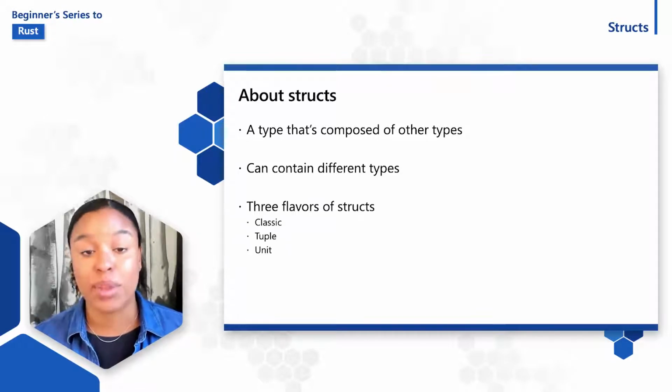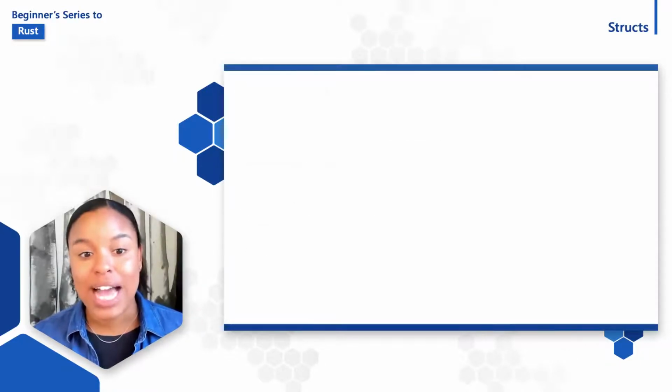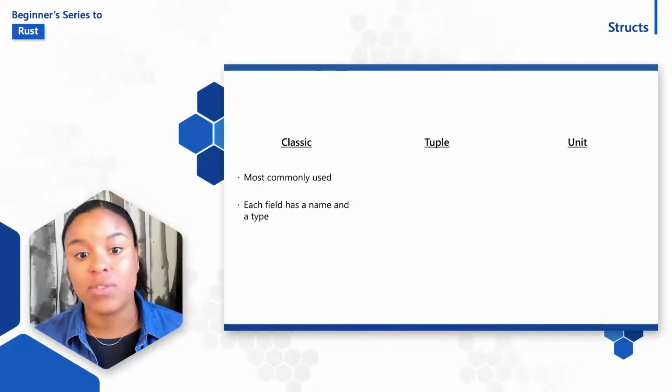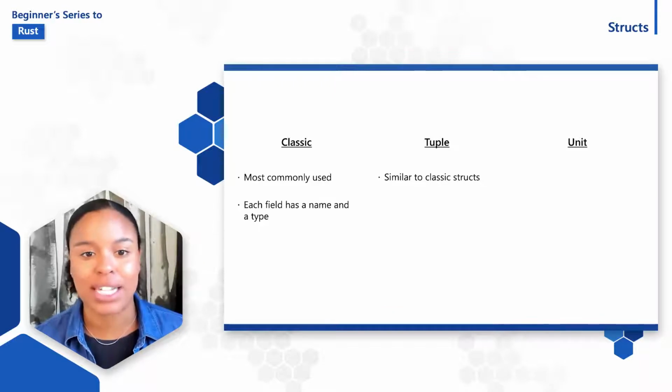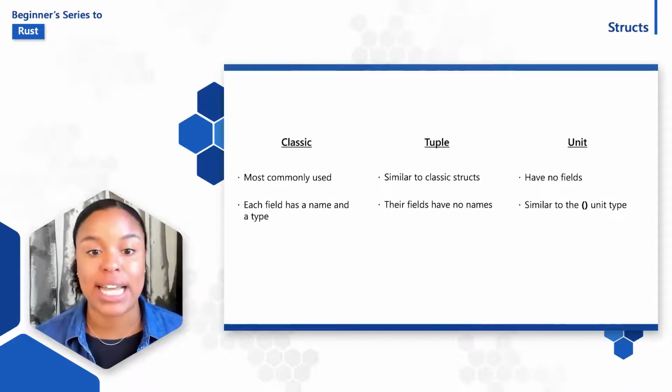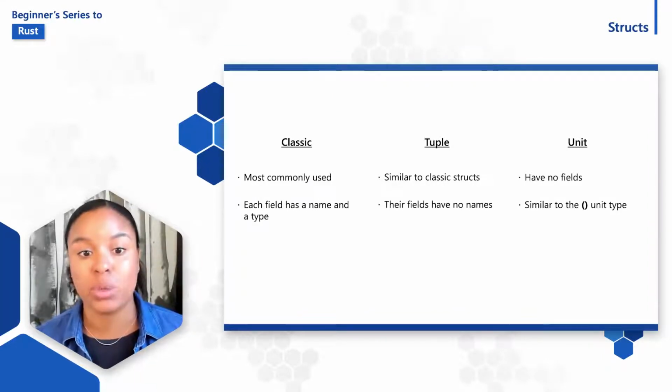Structs in Rust come in 3 flavors. There are classic structs, tuple structs, and unit structs. Classic C structs are the most commonly used. Each field defined within them has a name and a type. Tuple structs are similar to classic structs, but their fields have no names. And unit structs have no fields. They are called unit-like because they behave similarly to the unit type. The unit type has exactly one value. It is used when there are no other meaningful values that can be returned.